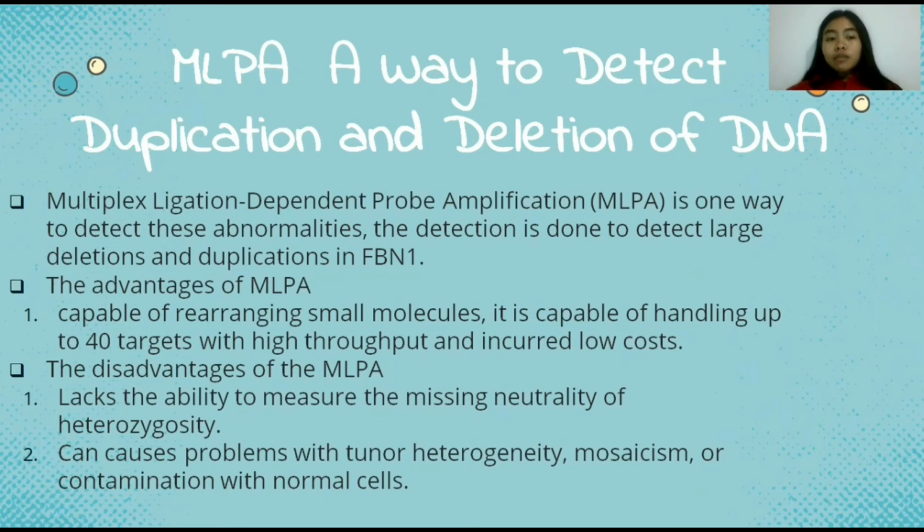There are also advantages and disadvantages of using MLPA. The advantage of using MLPA is that it is capable of discriminating small molecules, and it is also capable of handling up to 40 targets with high throughput and low cost. The disadvantage of using MLPA is that it lacks the ability to measure copy-neutral loss of heterozygosity and can cause problems with donor heterogeneity, mosaicism, or contamination with normal cells.